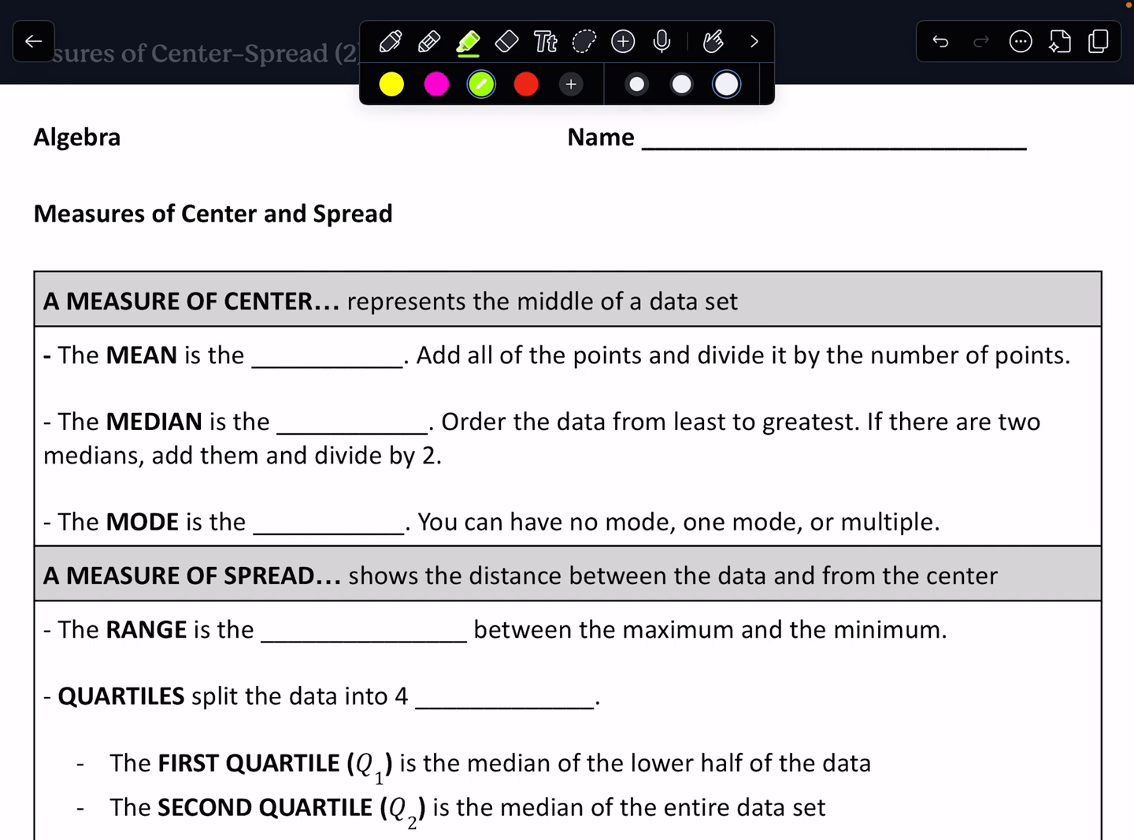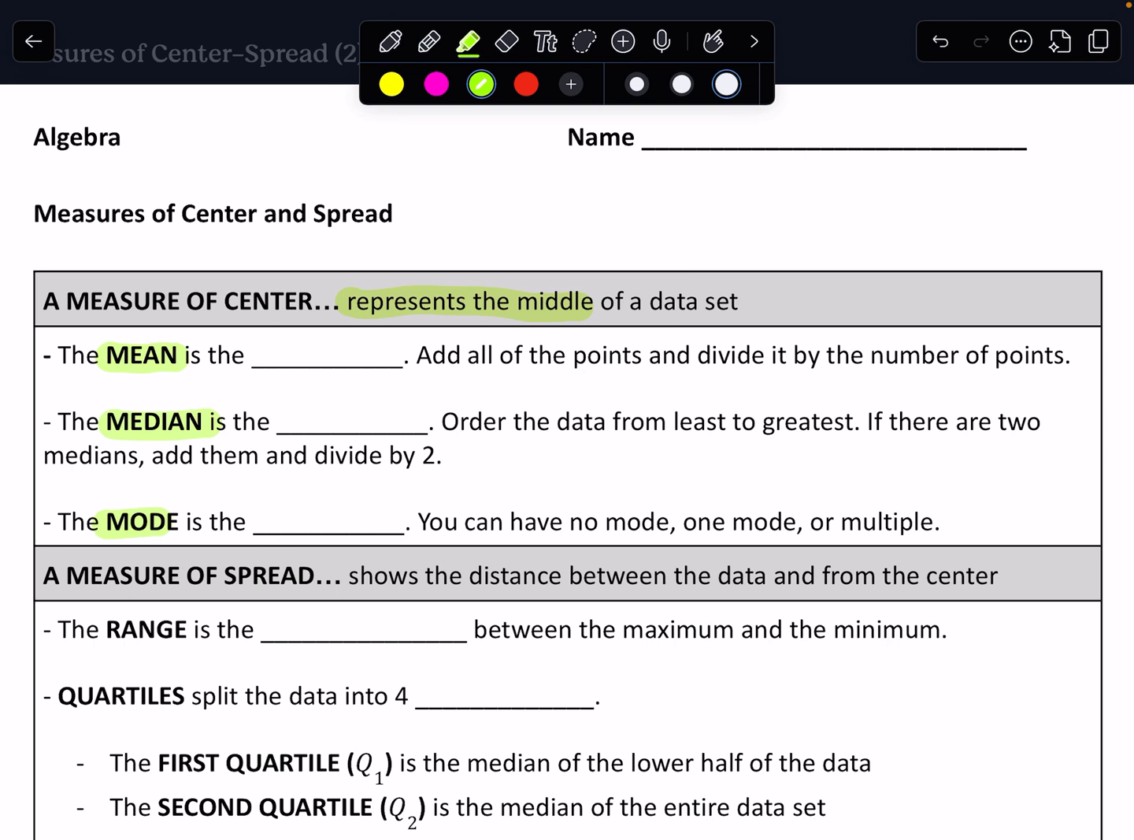Hopefully you've heard the words mean, median, and mode. These are our measures of center. The big thing to remember with these is they're supposed to represent, or be pretty close to, the middle of a data set. It's supposed to sum up the middle, or whatever you want to call it, of our data set.